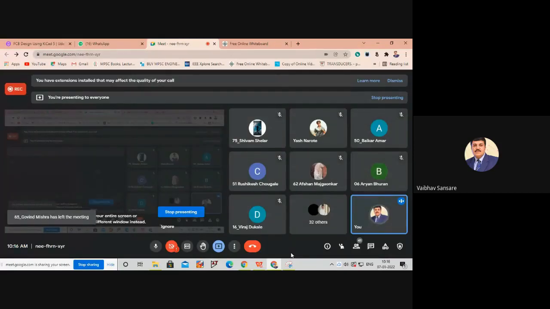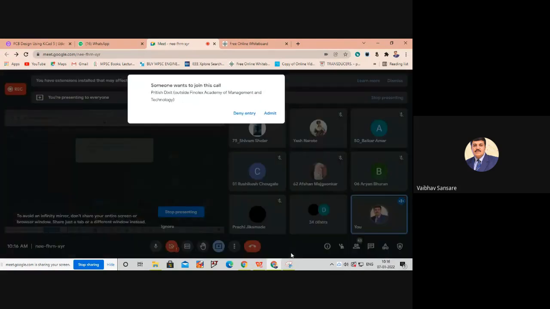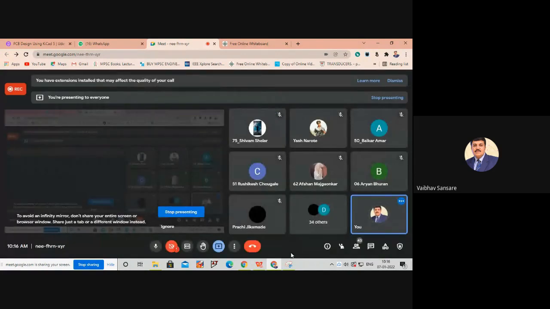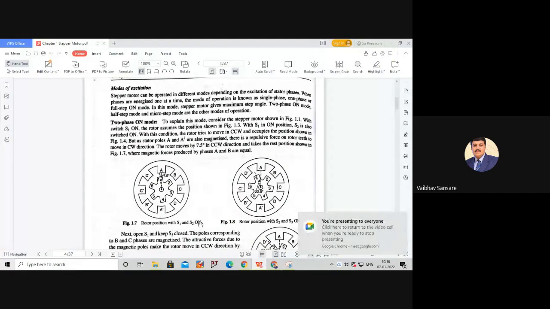So in the previous lecture, we discussed the single stack variable reluctance stepper motor in detail, with its construction and working. Now in this particular lecture, we are going to discuss the mode of excitation of a single stack variable reluctance stepper motor. And if time permits, we will discuss the construction of a multi-stack stepper motor. Okay, so let's start with the mode of operation, or mode of excitation, of a single stack stepper motor.